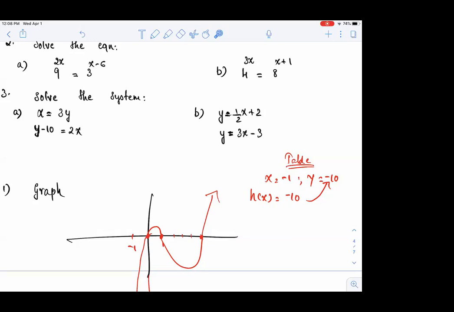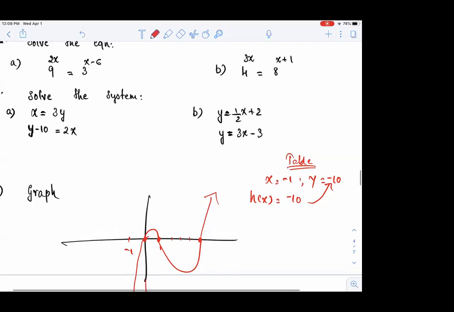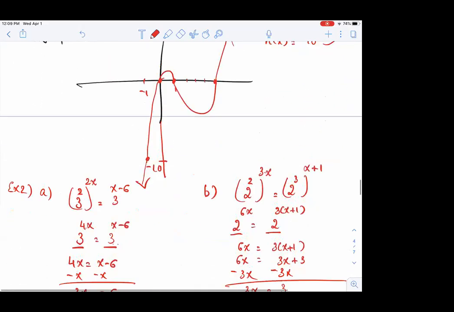So you can either use substitution or elimination in solving any system of equations, depending upon which is convenient or which method is easier in the problem. So what do you think here? Can we use elimination or substitution? Which one would be easier here? Substitution. Yes. So let's use the substitution method.